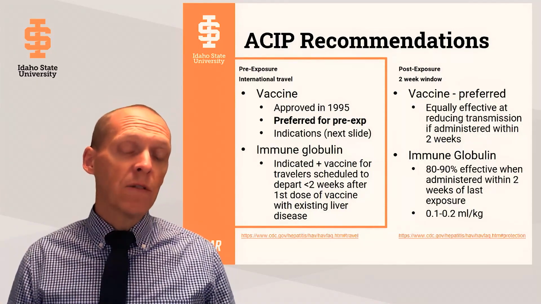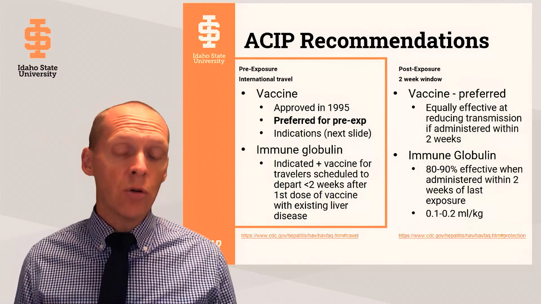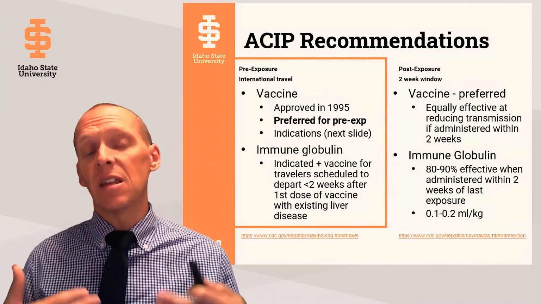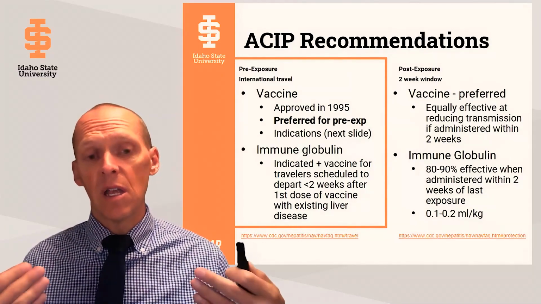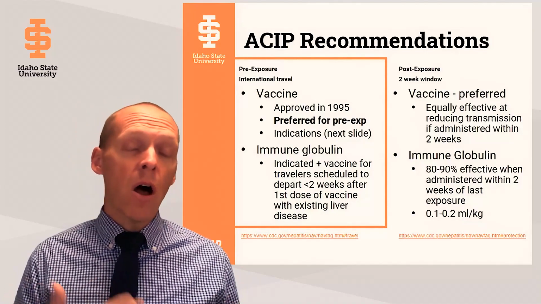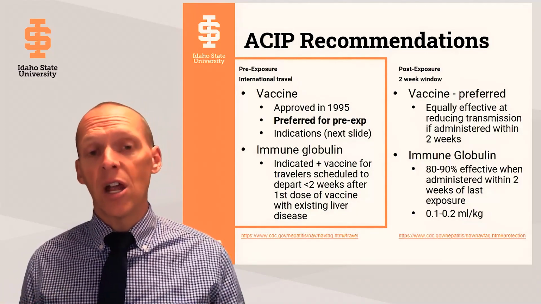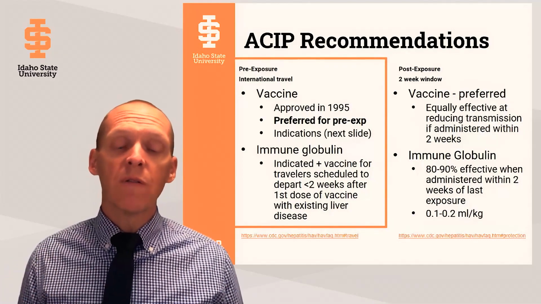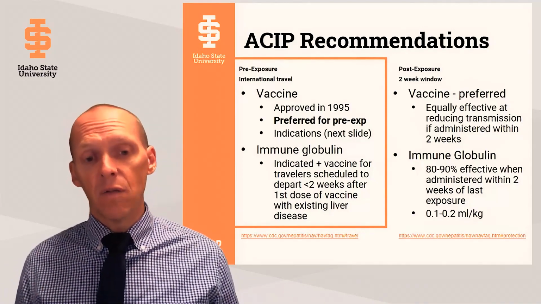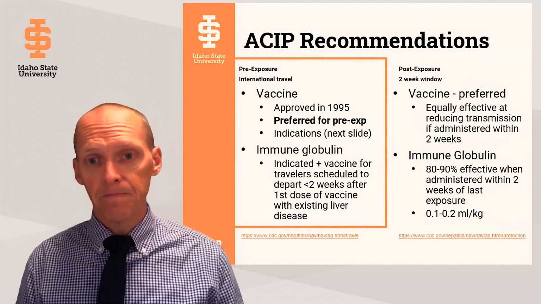There's also an option of a drug called immune globulin, and this is passive immunity in which the individual, along with the vaccine, can get an injection of this immune globulin, which provides passive immunity for about up to 6 months.